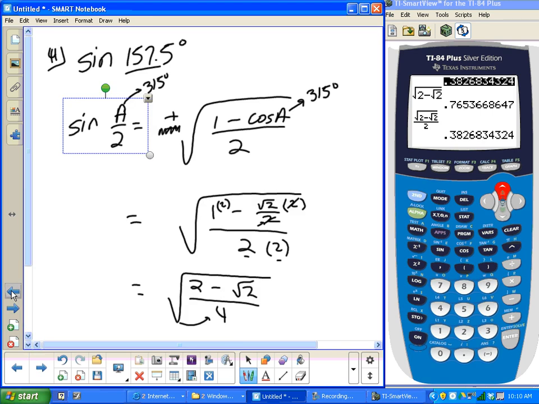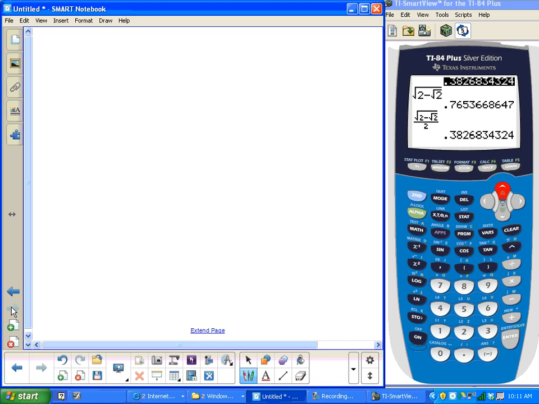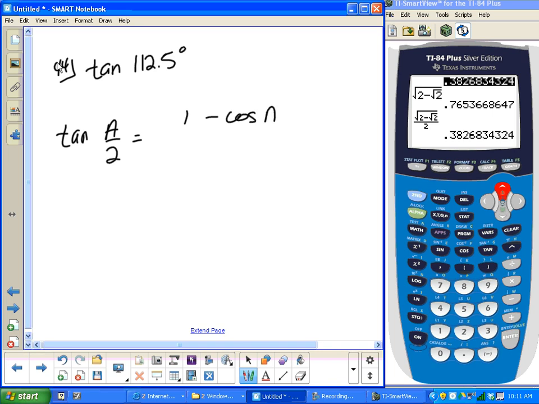Now, let's do a tangent one. I'm going to do number 44. This one's got the tangent of 112.5. Now on tangents, you don't have to figure out the sign. There's no plus or minus sign. There's no square root. I'm going to use that easier formula over there. So tangent of a over 2 is equal to 1 minus cosine a over sine a. So I don't have to worry about my sign.